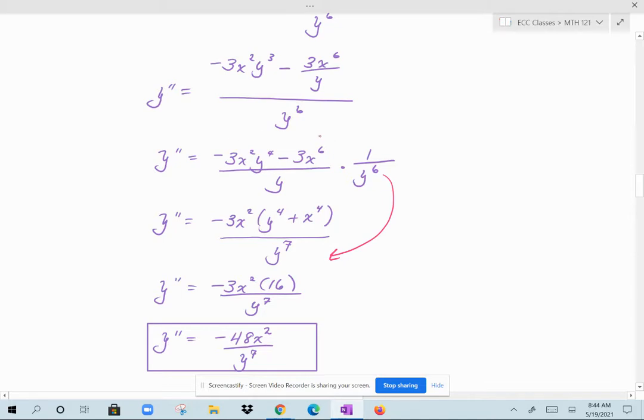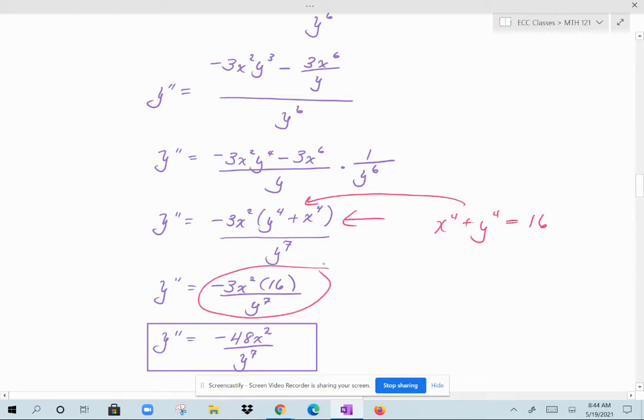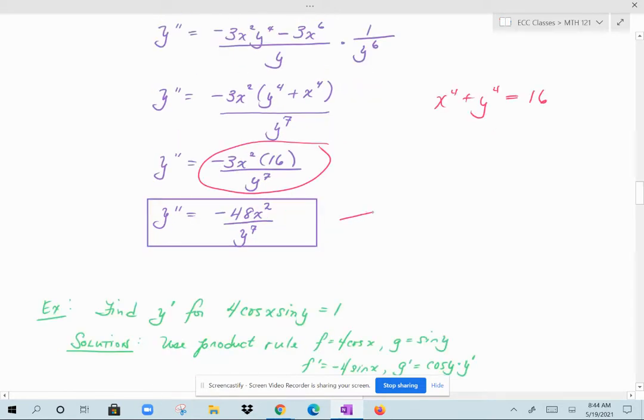And if I factor out what these two have in common, that's negative 3x squared, which leaves me with negative 3x squared times y to the 4th plus x to the 4th. Okay, but interestingly enough, the original equation that we started with was x to the 4th plus y to the 4th is 16, which is exactly what I have in here. So I replace the next line with what that's equal to, which is 16. And when I do that multiplication, your final answer for y double prime is negative 48x squared over y to the 7th.